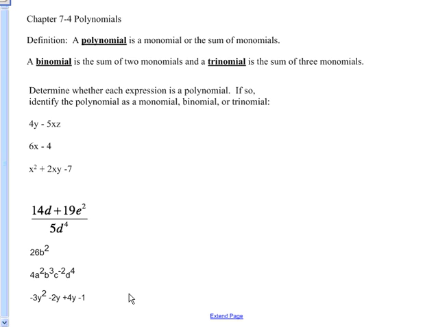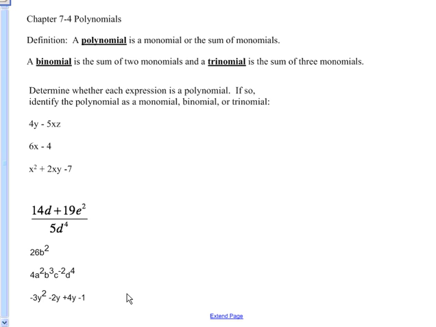Now initially you would think that that's got four terms in it, but the first step you need to do is combine. And you can combine right here, minus 2y plus 4y, and get plus 2y. And so this term becomes minus 3y squared plus 2y minus 1. So there are now only three terms, and that makes it a trinomial.